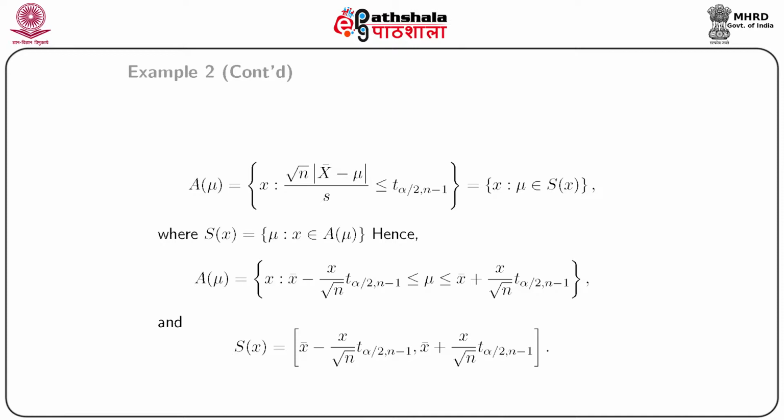Therefore A mu is equal to the set of all x such that root n times X bar minus mu divided by s is less than or equal to t alpha by 2, n minus 1. This is equivalent to the set of all x such that mu belongs to S x, where S x equals the set of all mu such that x belongs to A mu. Hence A mu equals the set of all x such that X bar minus s by root n times t alpha by 2, n minus 1 is less than or equal to mu, less than or equal to X bar plus s by root n times t alpha by 2, n minus 1, and hence S x equals an interval which is X bar minus s by root n times t alpha by 2, n minus 1 to X bar plus s by root n times t alpha by 2, n minus 1.